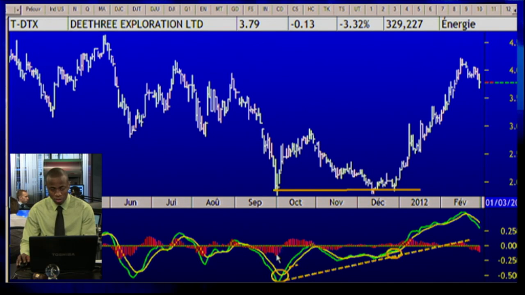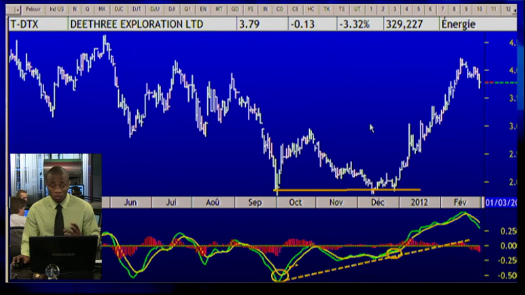But look at the histogram. The histogram was not as strong. So that shows you that the downward momentum is losing strength. Yes, it reached the bottom, but the histogram is showing that we don't have the same momentum. So what does that say? That says that there is an upward divergence on the MACD, and eventually, when you see that the downward momentum is losing strength, well then, we're going to have an upward momentum that's going to come soon.